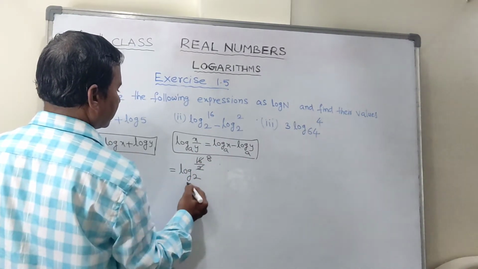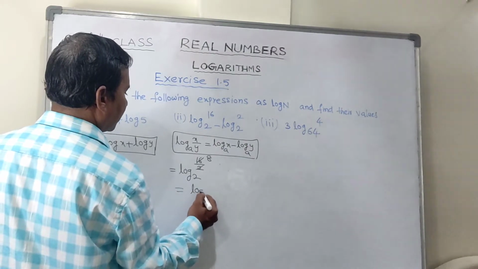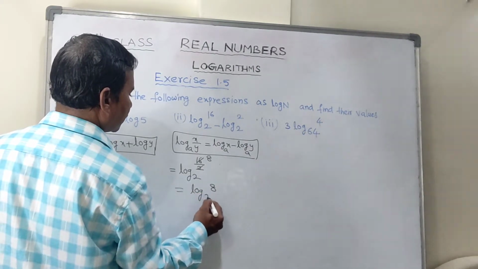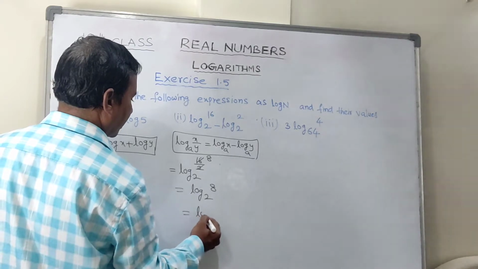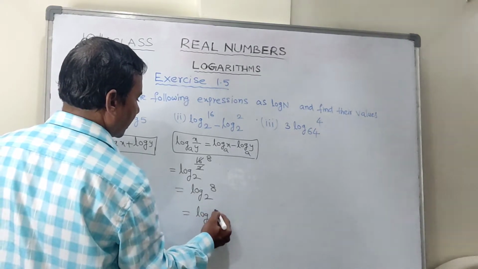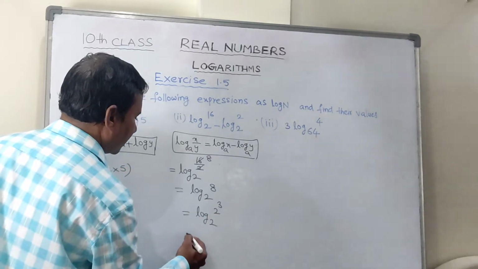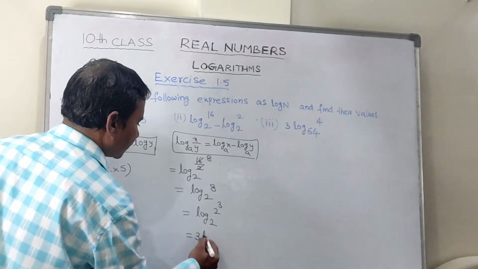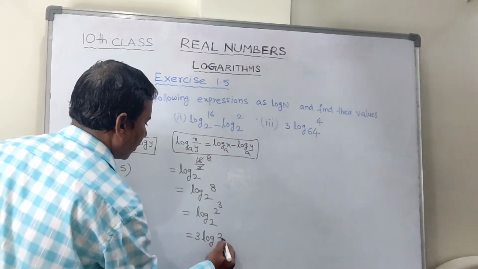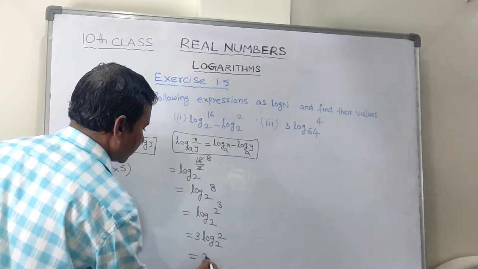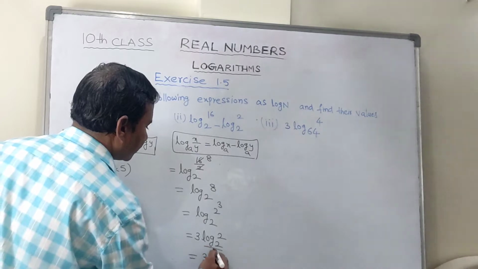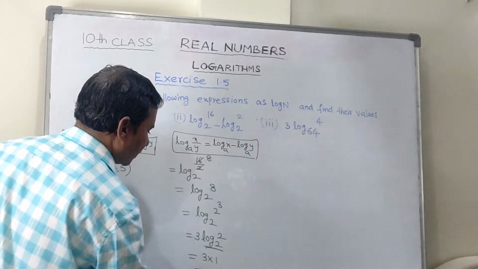2 8s are 16. So what we got here is log 8 to the base 2. Here 8 we can write as 2 to the power of 3, to the base 2. 3 comes first, 3 log 2 to the base 2. 3 into this value is 1, 3 ones are 3.